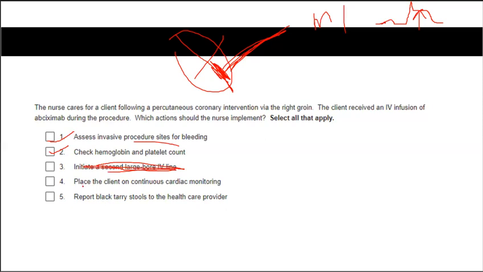Place the client on continuous cardiac monitoring. Okay, so again, that would be good because it will tell us if our client is bleeding, because we could see his blood pressure, if he's hypotensive, we can see if his heart rate is fast, if he's tachycardic. We are looking out for changes in the heart rhythm. And again, we would need to report any black stools to the healthcare provider, because those could be signs of bleeding.